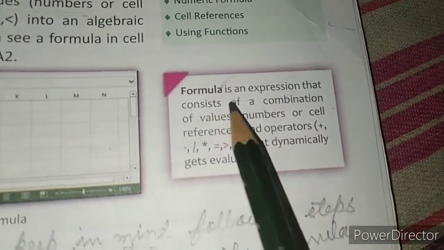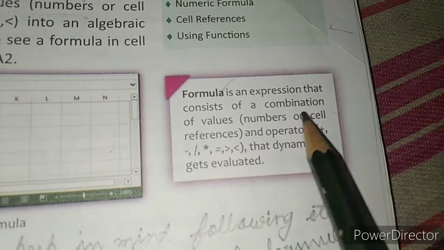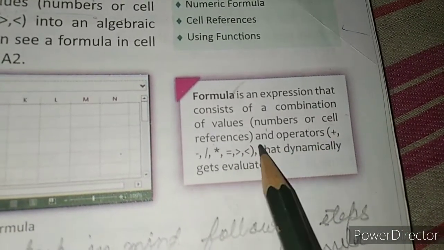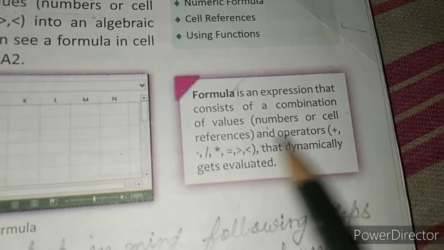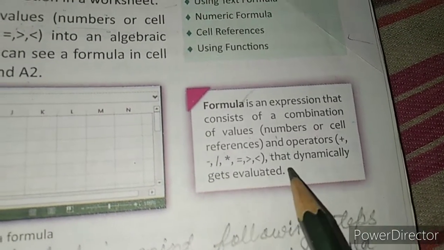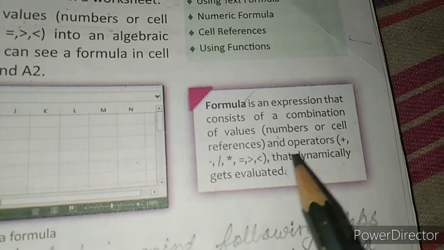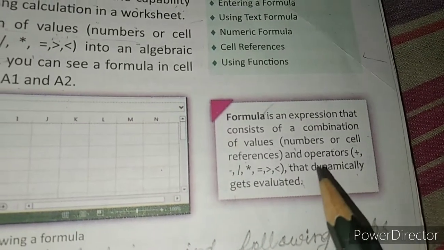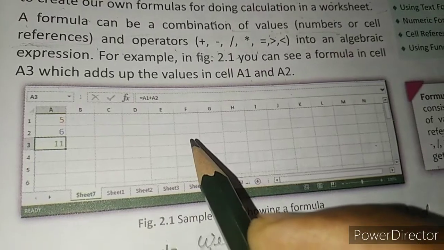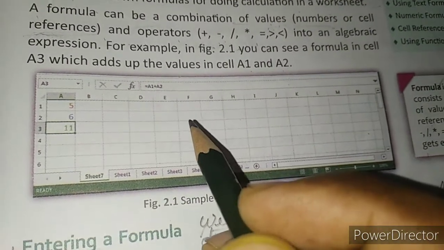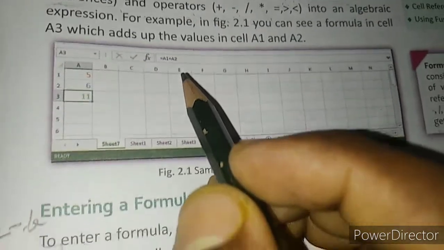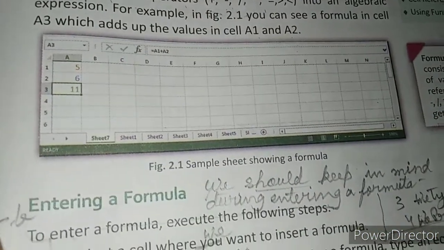So let us see the definition of formula. A formula is an expression that consists of a combination of values, and what are these values? Numbers or cell references, and operators, and that dynamically gets evaluated. So this is the definition of formula. Now, how can we utilize the formula? How can we write the formula? It means entering the formula.